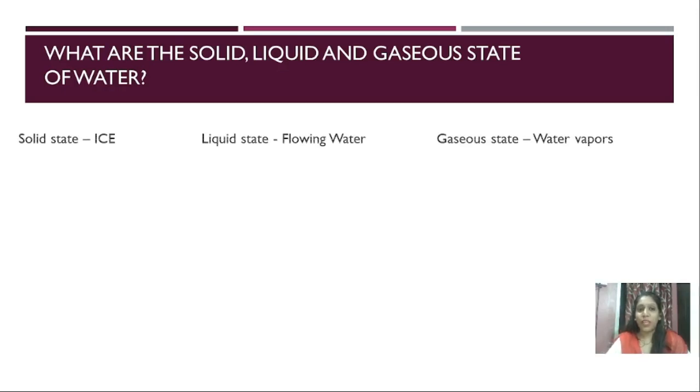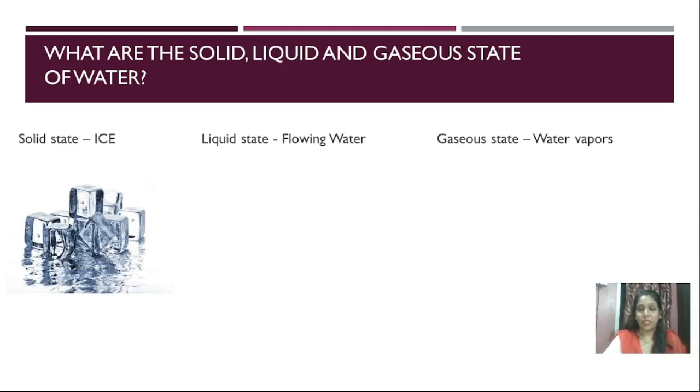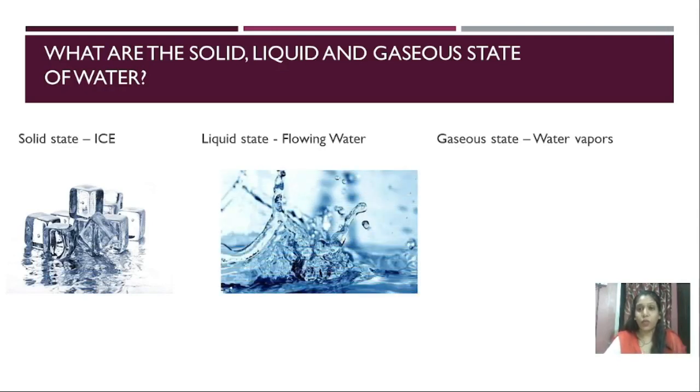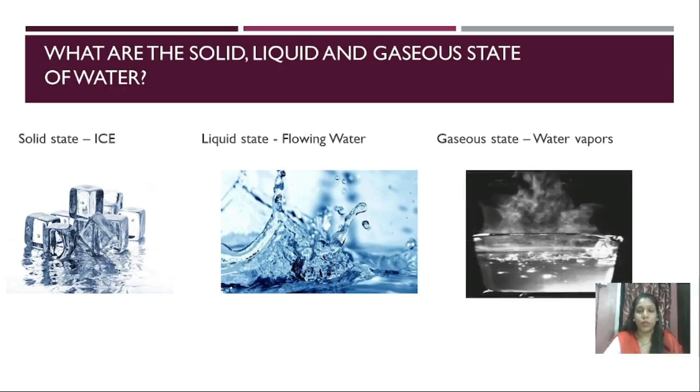So it should be the solid state is ice. The liquid state is water. That's the flowing water. And the gaseous state is water vapors. Very nice, children. Now I know you all remember this. So now we will go ahead and watch a small video. I hope you all enjoy that video.